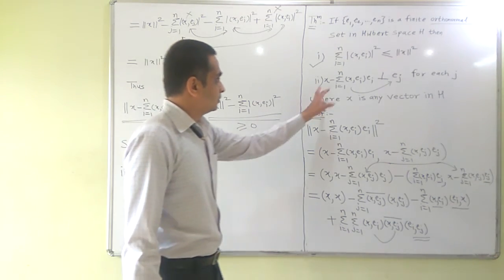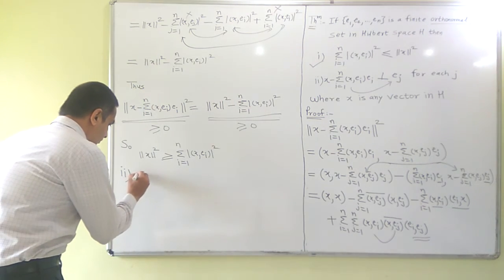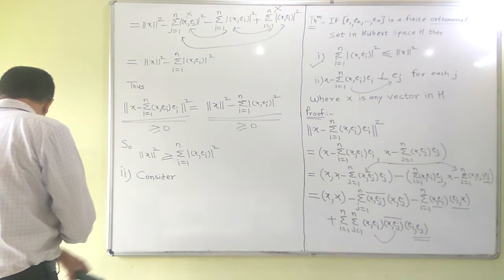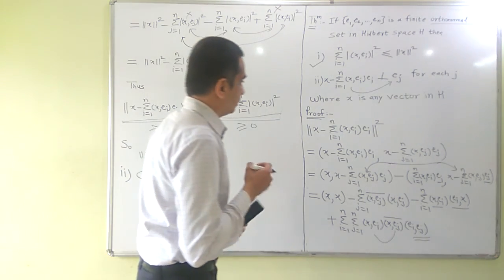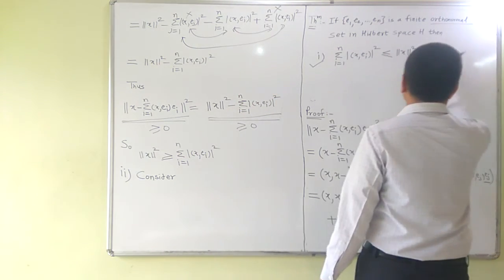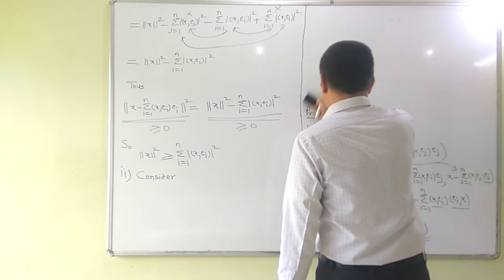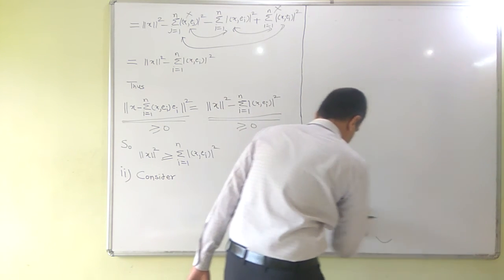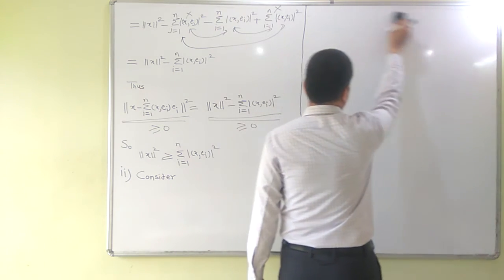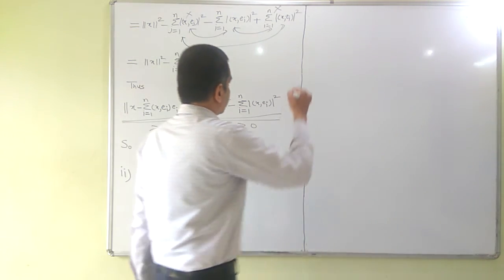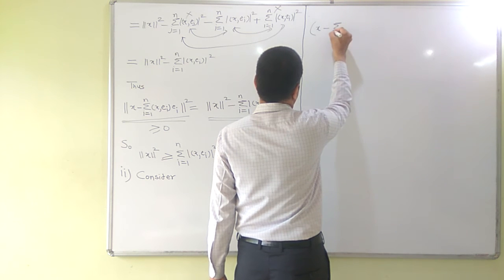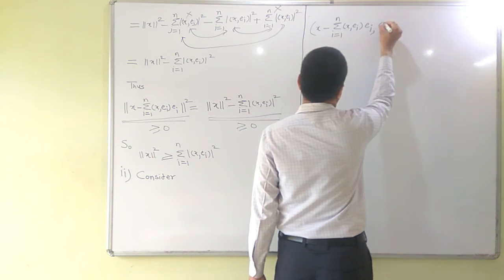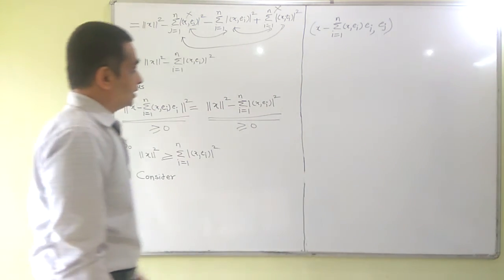So we will consider the inner product of these vectors. Consider the inner product of x minus the sum from i equals 1 to n of the inner product of x, e_i times e_i, and e_j, where e_j is a fixed vector.